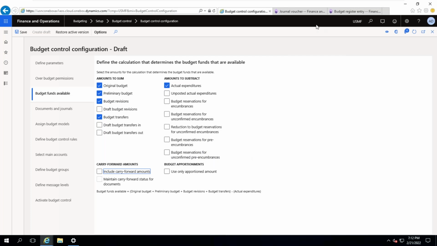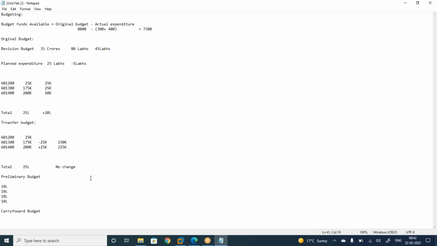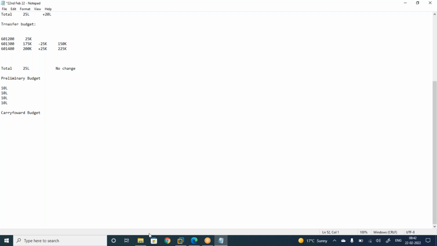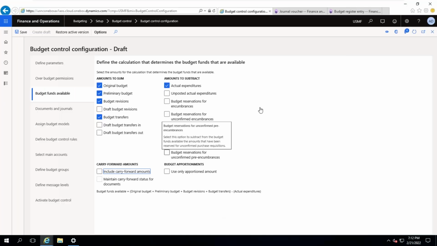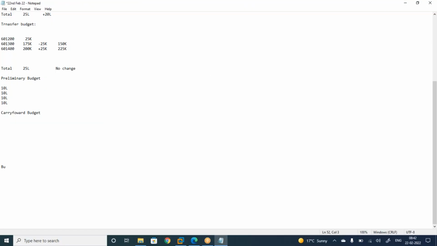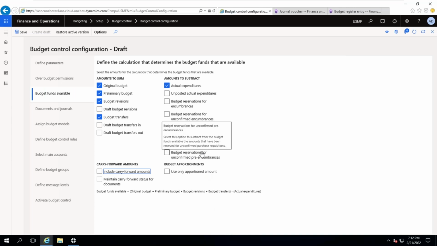Let me write down this one. The last ones I'm writing: budget reservations for unconfirmed encumbrances, budget reservations for unconfirmed pre-encumbrance, and the last one, budget revisions for unconfirmed pre-encumbrance.